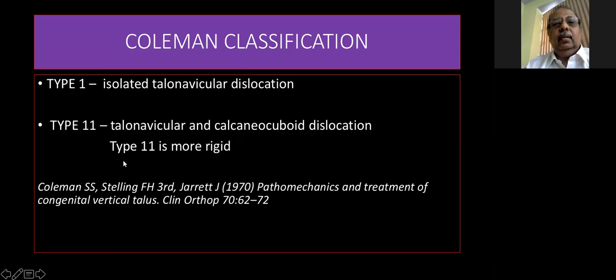So there is a classification. Several classifications are there. The easiest one to remember is type 1, that is isolated talonavicular dislocation, and type 2 is talonavicular and calcaneocuboid dislocation. Type 2 is more rigid.